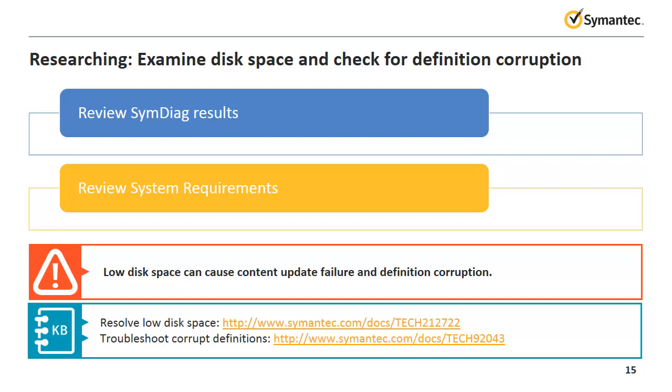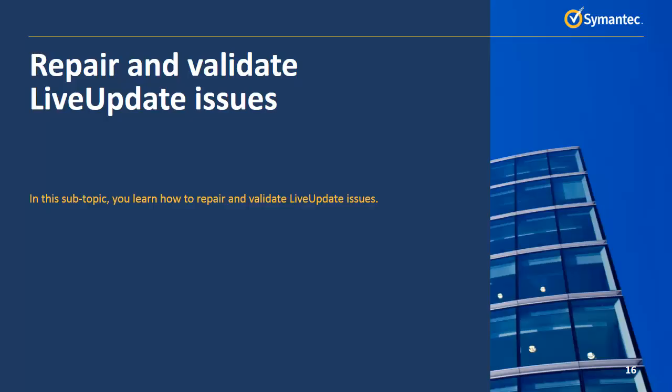For disk space and definition corruption issues, review the SymDiag results and system requirements. Low disk space can cause content update failure and definition corruption. For more information on this topic, see the KBs listed on the screen.